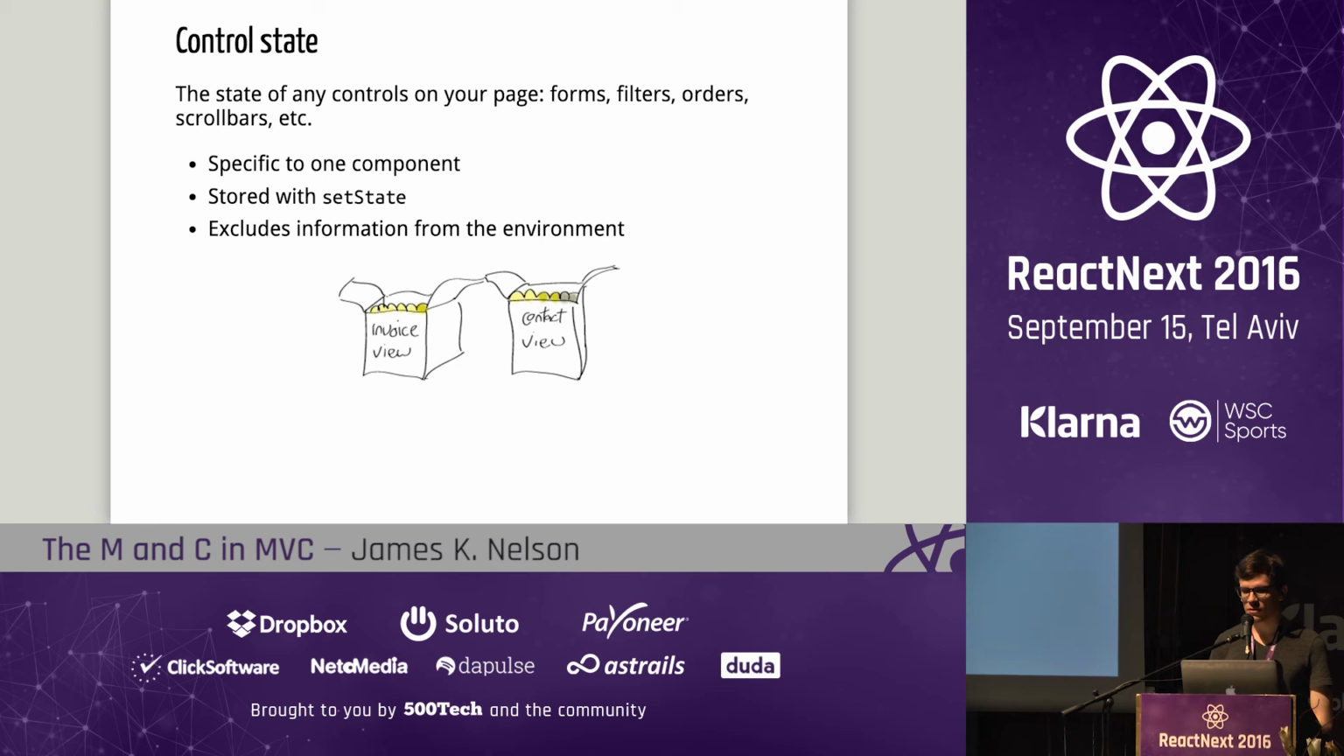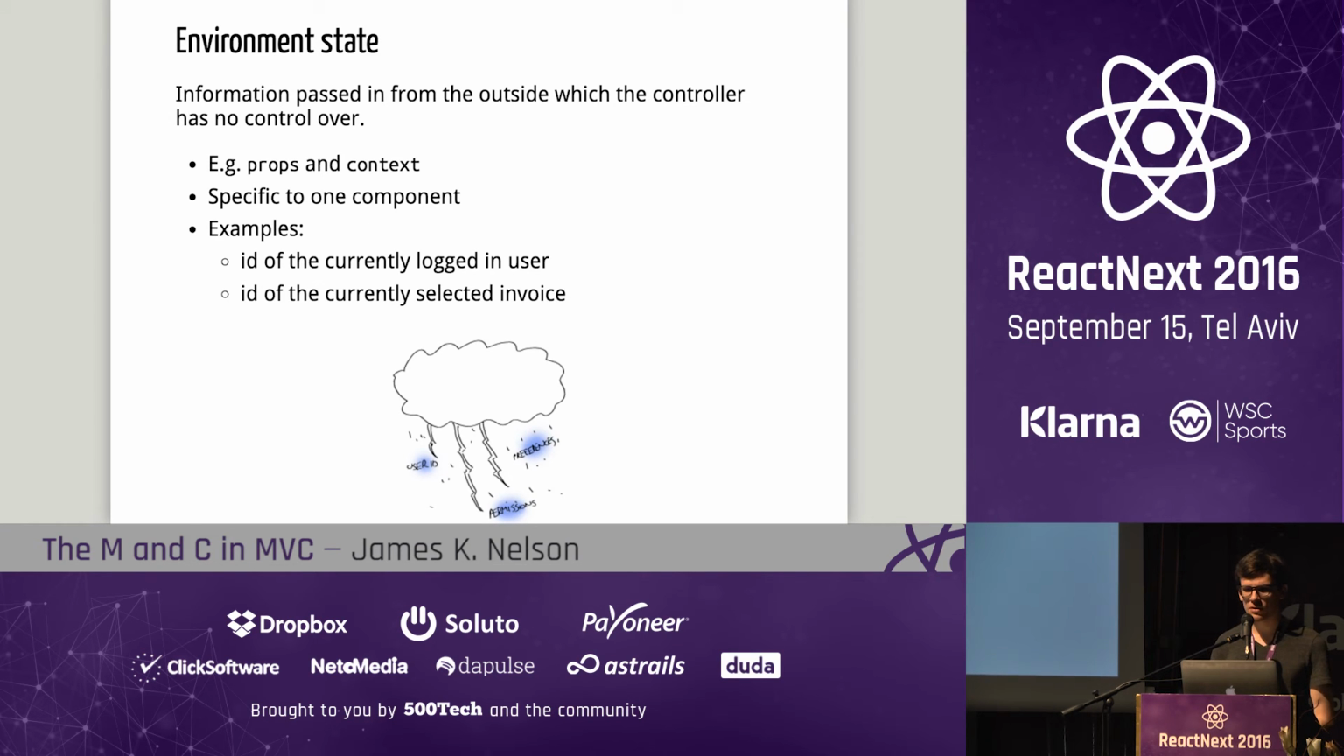One thing it doesn't include is information from the environment around the component. So that's environment state, which is basically just information passed in from the outside world. For me, that could be props and context, but there's probably other ways you could define that as well. And one of the things about environment state is you might think, okay, the environment is the environment, it's global, but it's not. It's specific to one component, because one component's environment in React might be different to another component's environment. So this is also local to a single component.